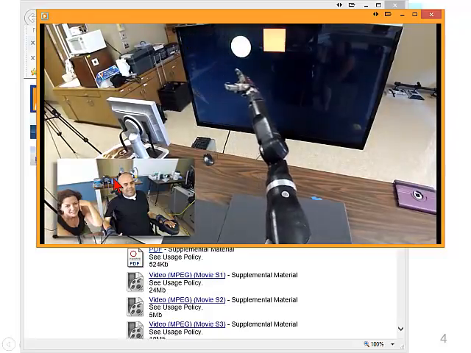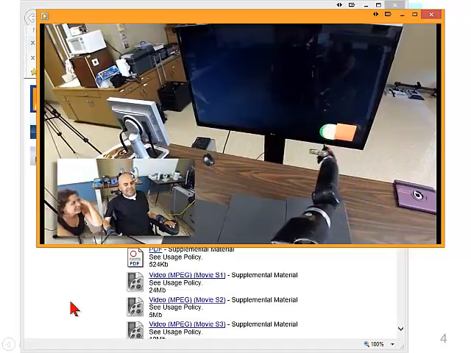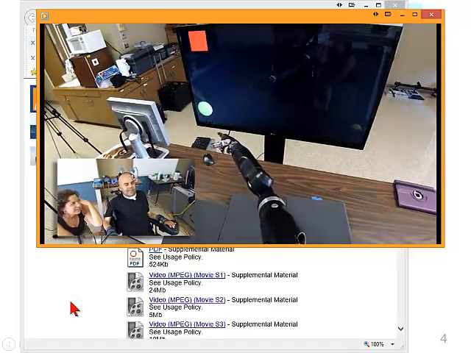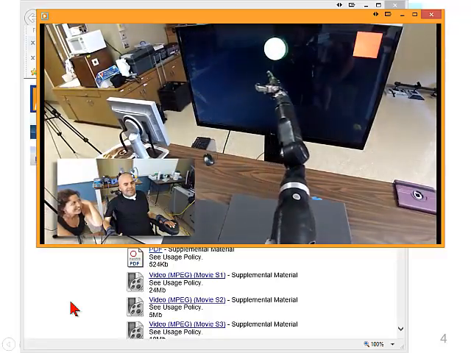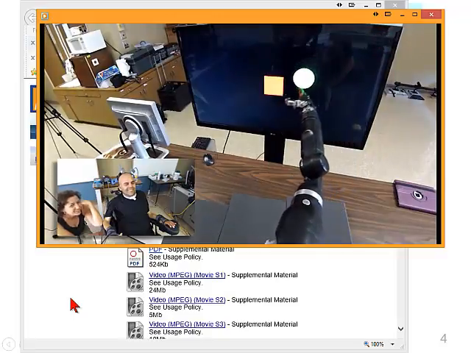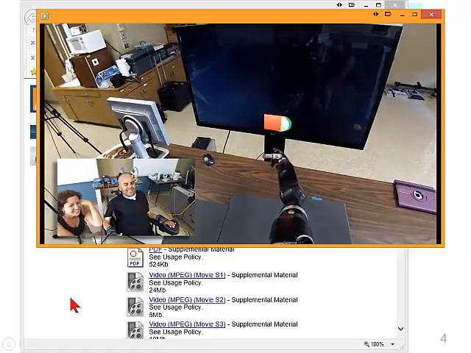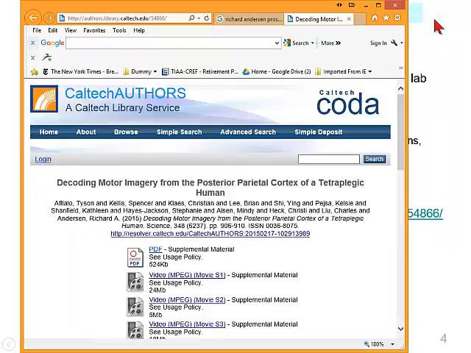Not moving, but he wants the arm to move. And so it has actually been possible for patients like this to grab a beer and drink it. Richards and his postdocs show data like this.